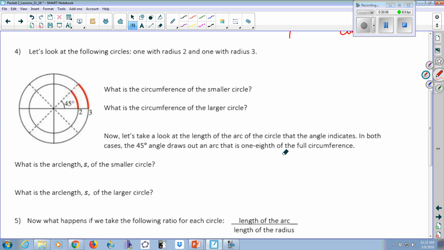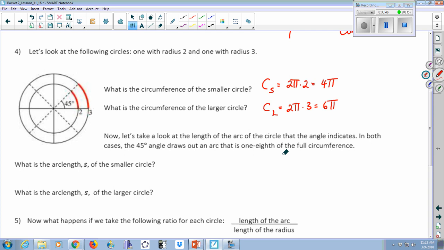So my smaller inside circle has a radius of 2. My outside circle has a radius of 3. So let's first figure out what the circumference of my smaller circle is. The circumference of my smaller circle is 2 pi times 2, which is 4 pi. That's the circumference. And the circumference of my larger circle is 2 pi times 3, 6 pi. All right. So that's just dealing with the circumference of the circle.